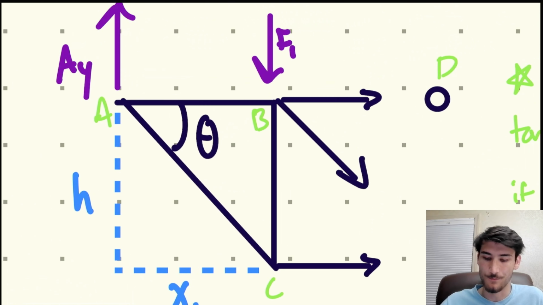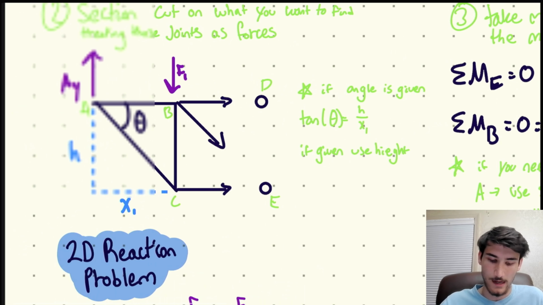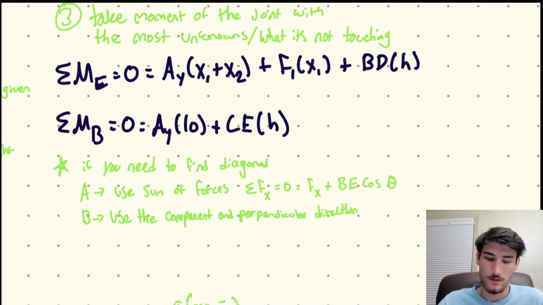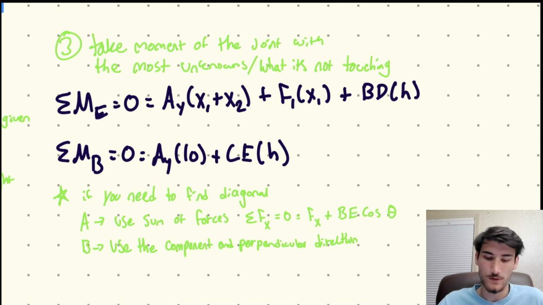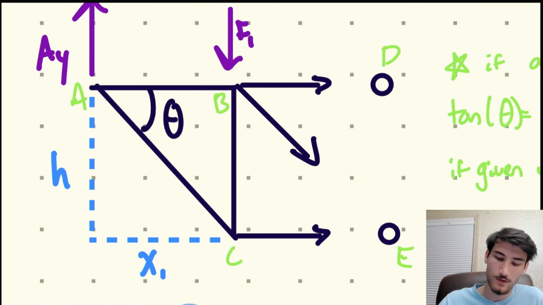So we cut it here, and then we just have our points for reference because we will be taking the moment of them. If the angle's given, then we're going to use tangent to find the height. If the height's given, just use the height. So now we're going to take the moment of the joints with the most unknowns, what it's not touching. So the one with the most unknowns is B.